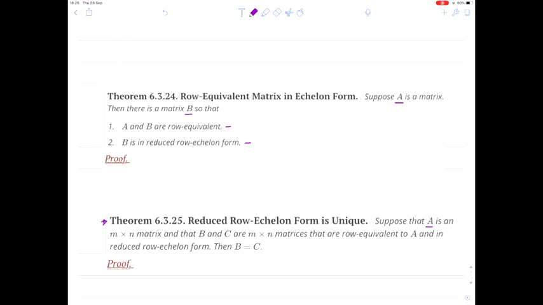If you have an m by n matrix A, and B and C are m by n matrices that are row equivalent to A and are in reduced row echelon form, then you will definitely have that these two matrices are the same. They're not just equivalent, they're identical. So this is saying if you do your work correctly, transforming A into reduced row echelon form, then you will always end up with exactly the same matrix. There aren't two that could work.